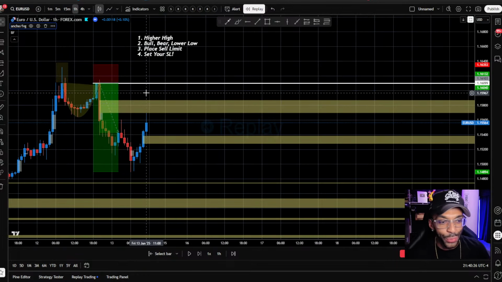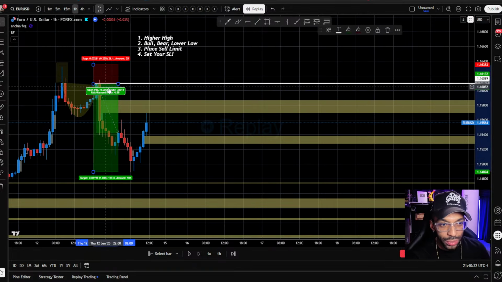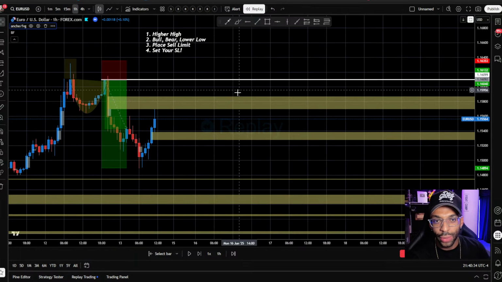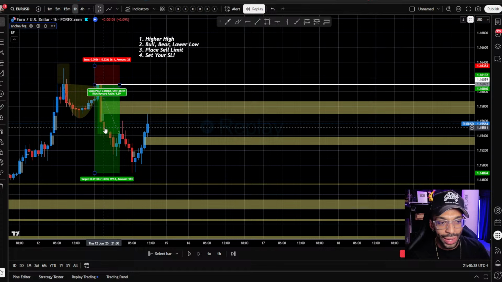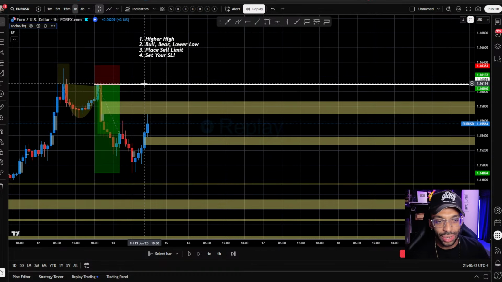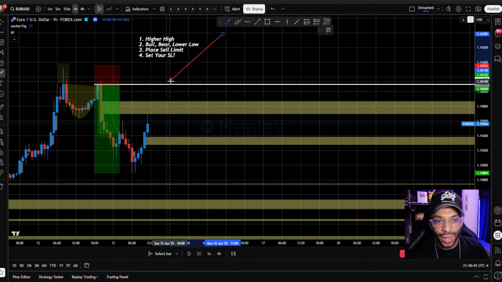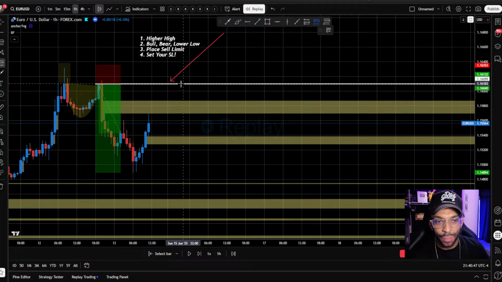Once we enter and we're good, and we hit our take profit, let's go ahead and stack another order on that bad boy, right? So we'll go ahead, we'll place it. Boom, boom, boom. Why? Because we got our bull, bear, and lower low candle here. All right, we place our limit at the horizontal line. We can go ahead and set our stop loss.